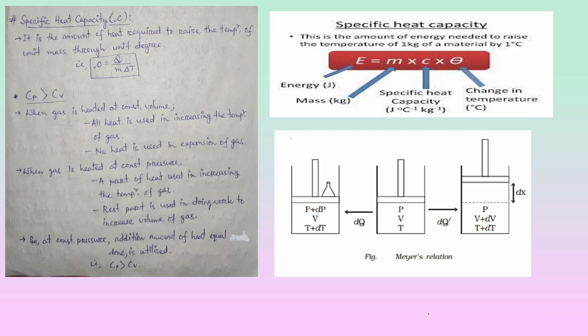Now we have learned that specific heat at constant volume is represented by Cv, and specific heat at constant pressure is Cp, and we know Cp is greater than Cv. Now the question arises: how much greater is Cp? What is the difference between them, and how do we find it?